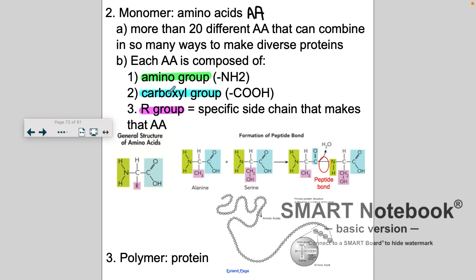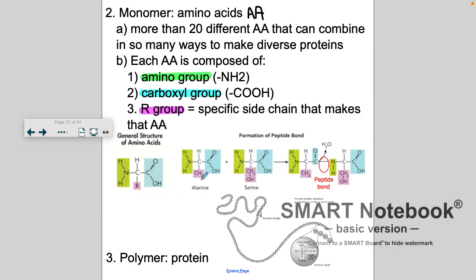There are more than 20 different amino acids, and they can combine in any order. Like an alanine can bond with another alanine, or it can bond with a serine. These are all amino acids. Each amino acid is also made up of 3 different parts. An amino group, there's the N for the CHON, and then a carboxyl group, a hydrogen, and then this little R group. And this R is the specific side chain that makes that amino acid.